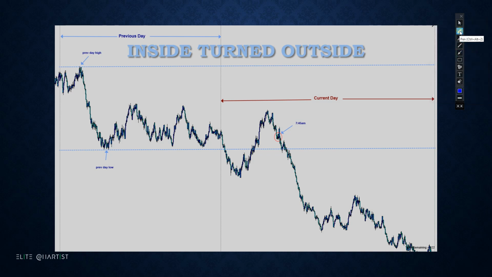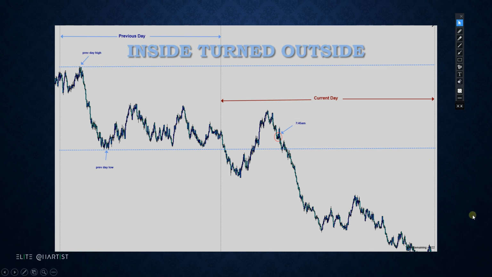Okay, so what we're doing is observing price action. And as you can see, during the New York session, this is probably closer to 9 a.m., we broke out. So we started inside and it turned into an outside trending day, trending to the downside, pretty strong. This is a very large move. Okay, so that's an example of inside day turned outside.